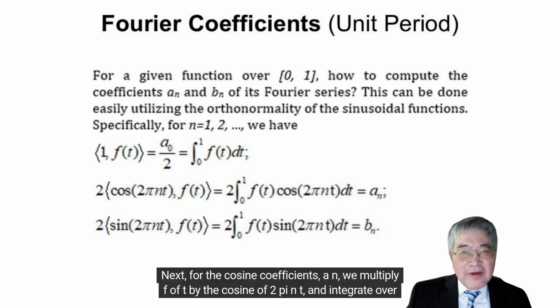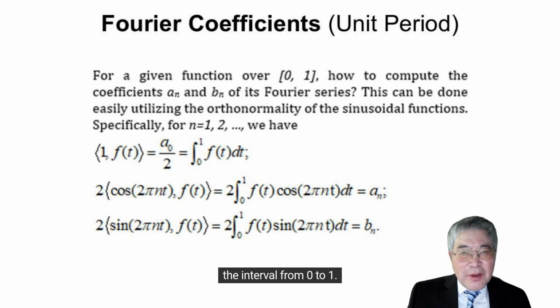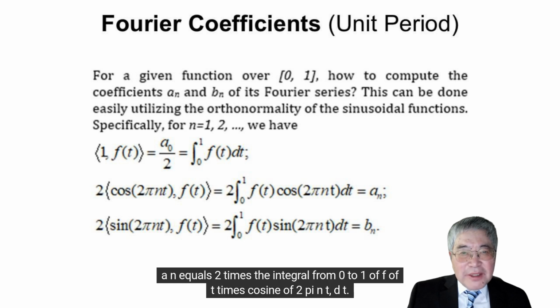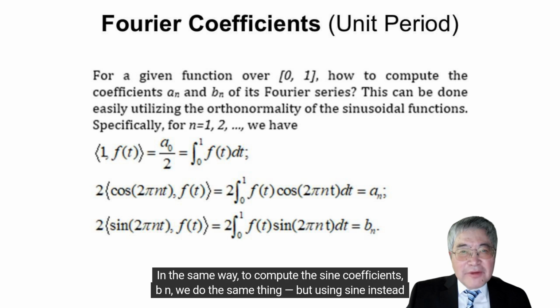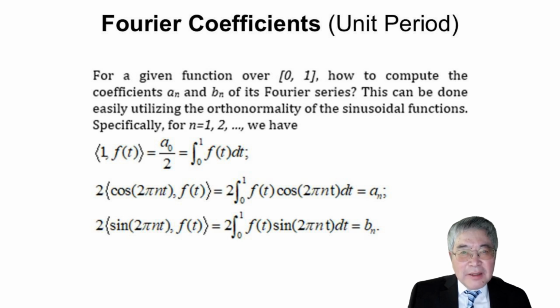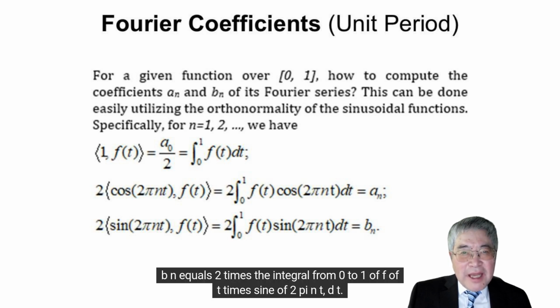Next, for the cosine coefficients an, we multiply f of t by the cosine of 2 pi nt and integrate over the interval from 0 to 1. Then we multiply the result by 2. So we have an equals 2 times the integral from 0 to 1 of f of t times cosine of 2 pi nt dt. In the same way, to compute the sine coefficients bn, we do the same thing, but using sine instead of cosine. So the formula is bn equals 2 times the integral from 0 to 1 of f of t times sine of 2 pi nt dt.